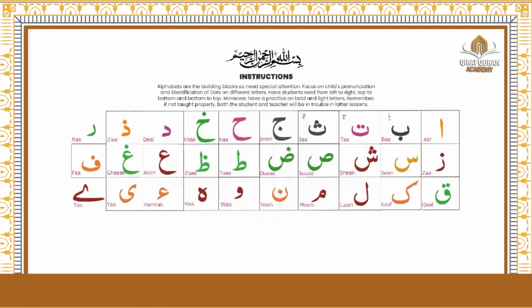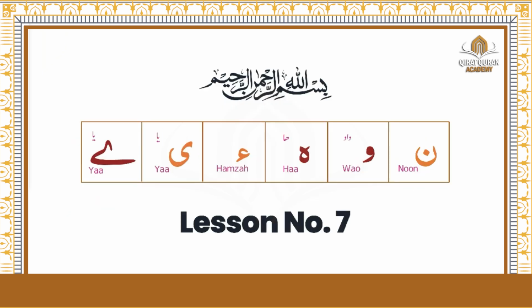This is our 7th lesson, and in the previous 6 lessons we've completed 24 letters out of 29, from alif to mim. So in this lesson, inshallah, we will read the remaining 5 letters. So now we are starting. Before starting, we have to read ta'awuz and tasmiyah. So I'm reading, read with me.